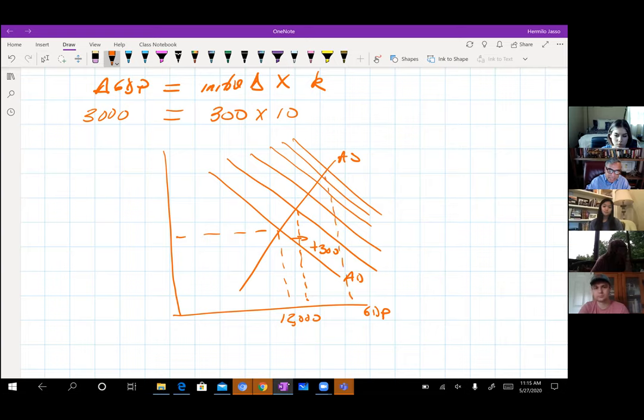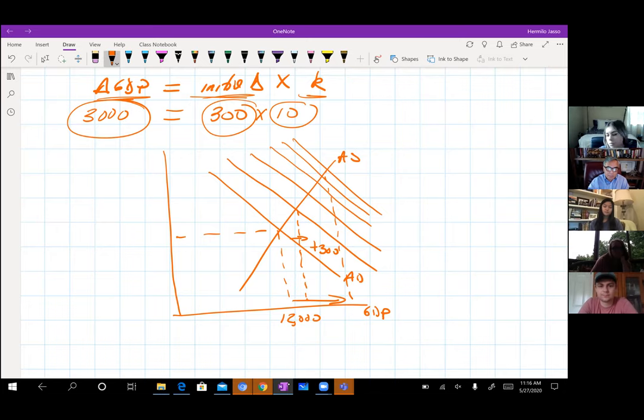So how much was the actual change in GDP? Remember, change in GDP equals the initial change times the multiplier. So change in GDP equals the initial change, which is 300, times the multiplier, which is 10. So the change in GDP is going to be 3,000. So that means where are we going to end up? 12,000 plus 3,000, we're going to end up at 15,000.